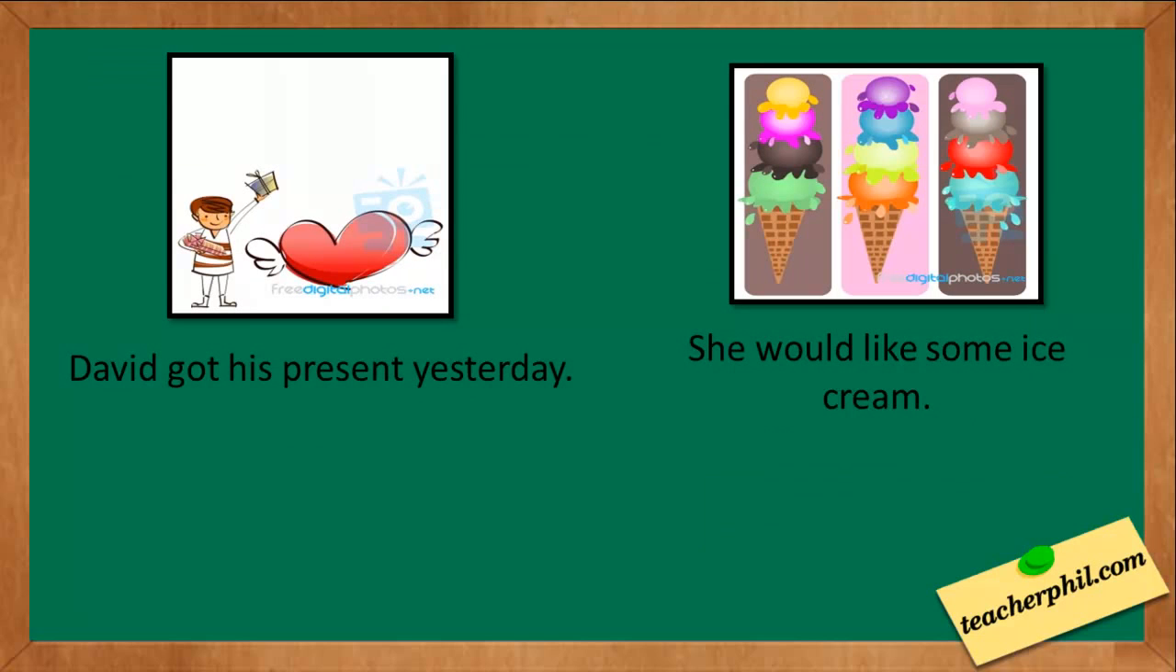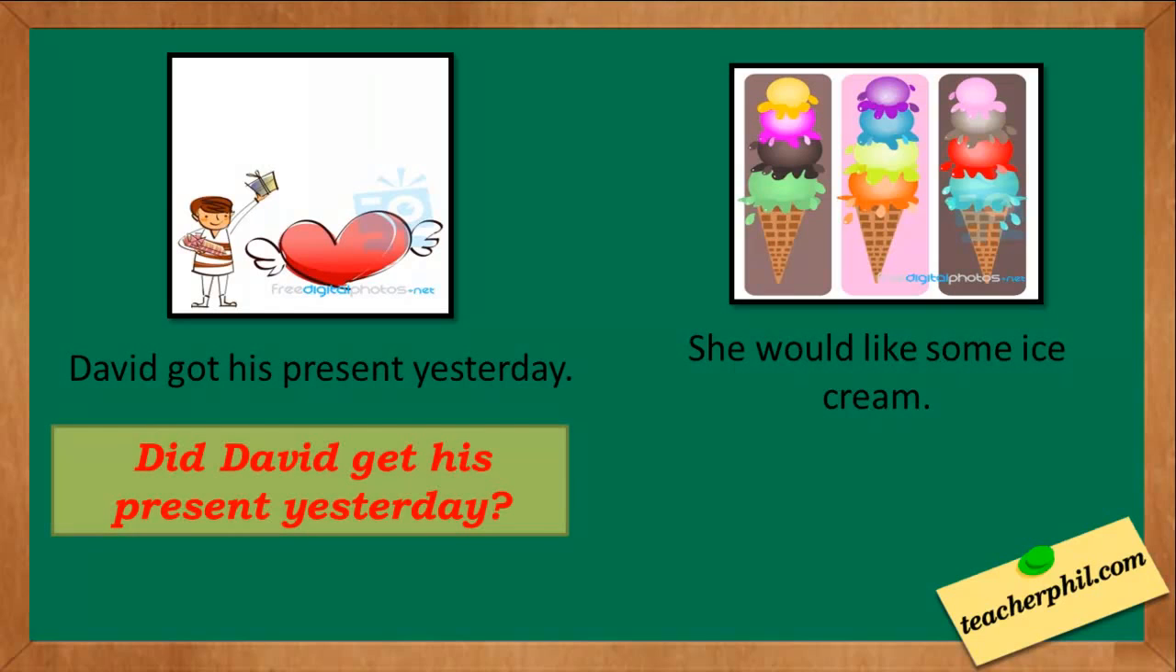David got his present yesterday. The answer is, did David get his present yesterday? Why? Because the action happened in the past. Got. That's why did is used.